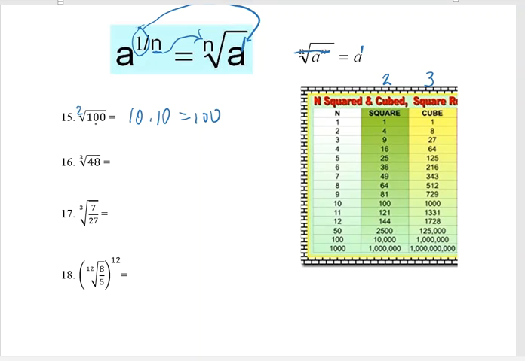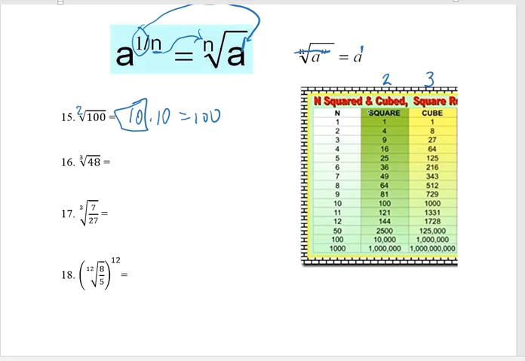Totally agree with that. So the answer to the square root of 100 is 10, because 10 times 10 is 100. Now 48, so we can try and break down 48. Is there something times itself 3 times that would give me 48? If I look down the cubes, I don't see 48. So what happens here is this is not a whole number. So I'm going to try and break it down into other options.